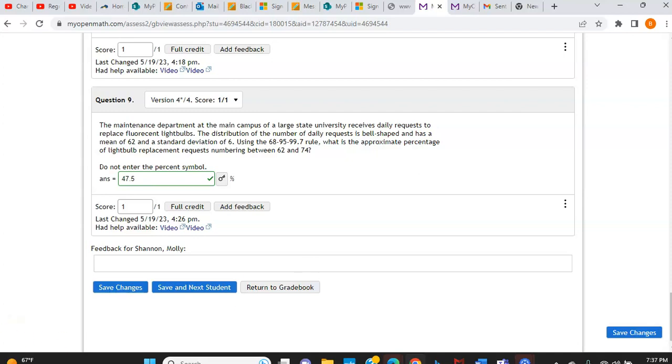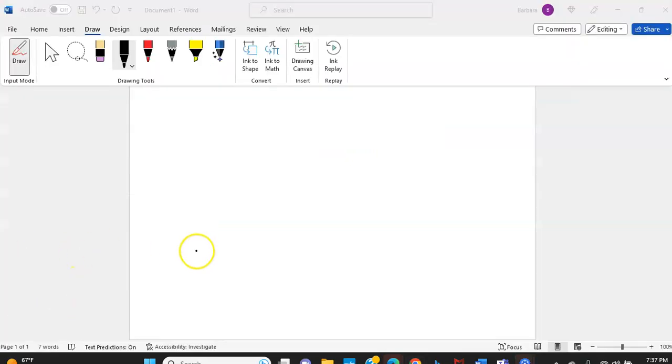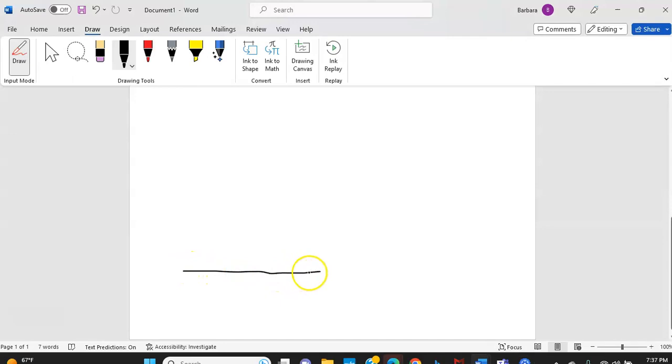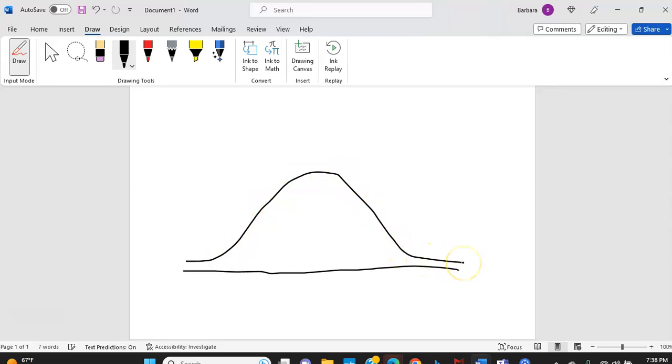Okay, so I'm back on my screen. I'm going to draw another bell curve. Now, this time our mean is 62. Our standard deviation is 6. So let's go one standard deviation in both directions. If I subtract 6, this will be a 56. And if I add 6, this will be a 68.